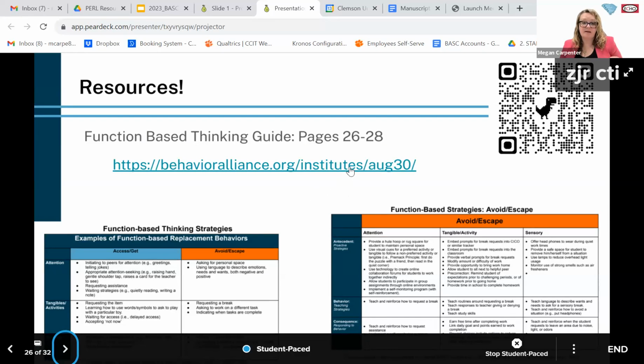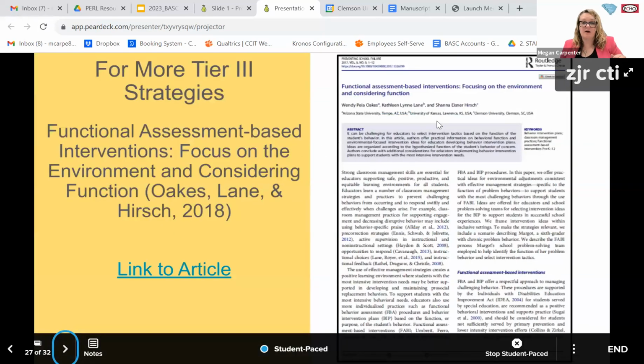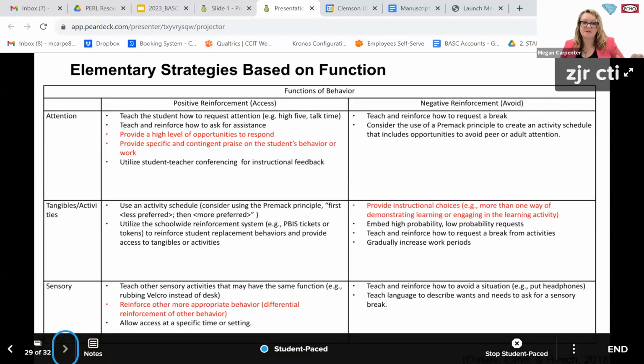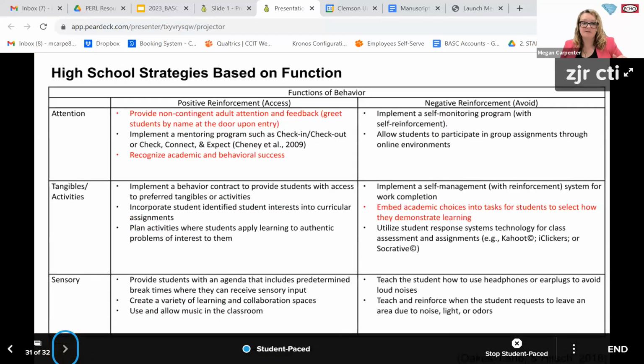Within that slide deck that was shared with you, there are some additional resources. There are some charts that list out some different potential reinforcers for students based on the function of the behavior within our function-based thinking guide. So be sure to check out pages 26 through 28. And in addition, there is this article on function-based intervention, functional assessment-based interventions when we focus on context and considering function, which will help you think through that process of identifying appropriate reinforcers that match the function of the behavior. So these are straight from that article, so be sure to check that out.